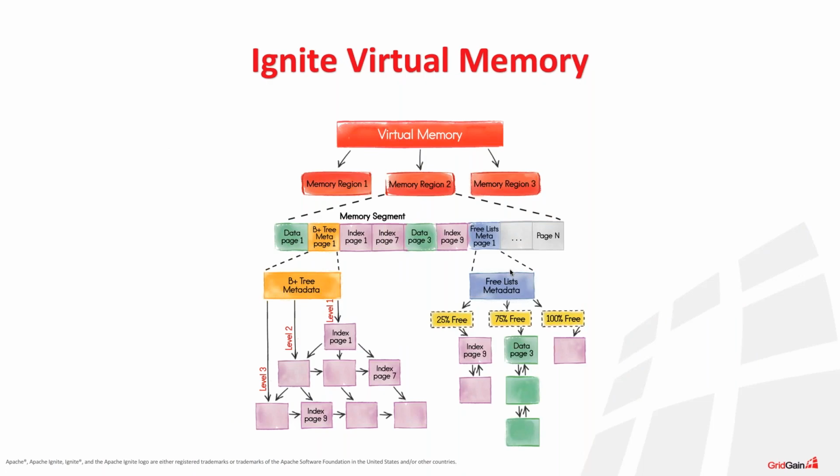Okay, that's our virtual memory, right? That's the complete picture. Here we see memory regions, memory segments that represent physical space available that is split into different pages. All these pages are linked together by a B+Tree data structure, which is a central part of the overall memory architecture. And we have another important data structure, which is the free list.